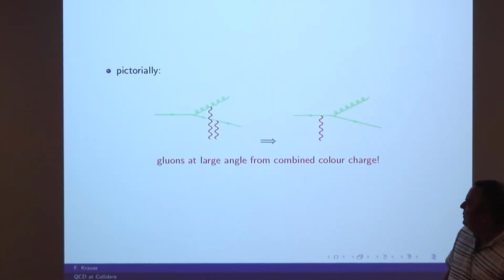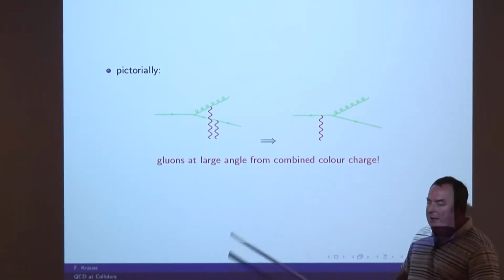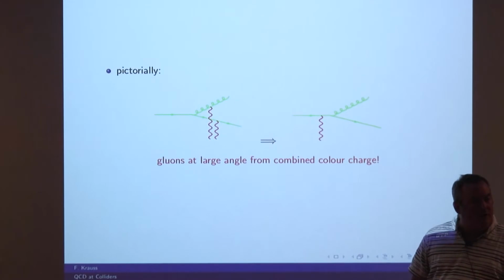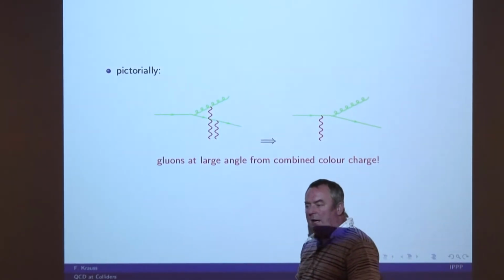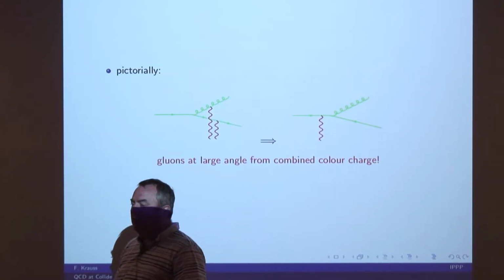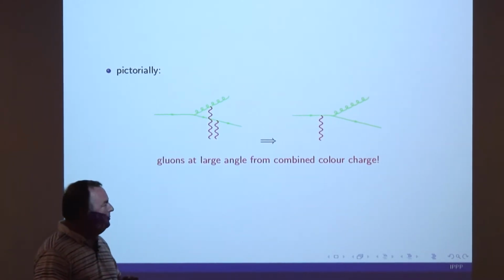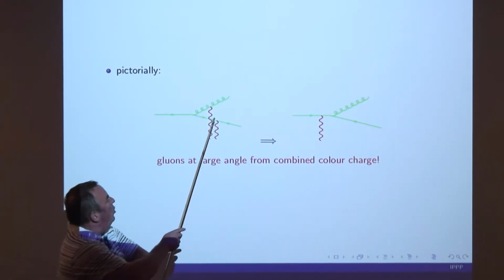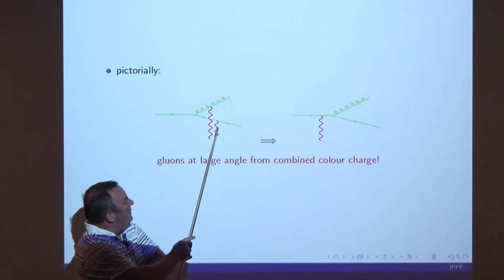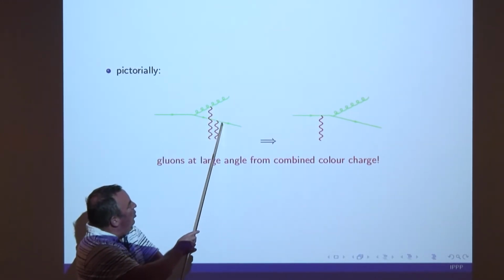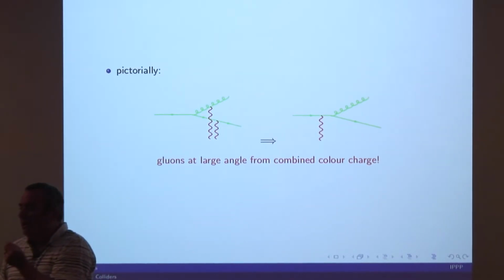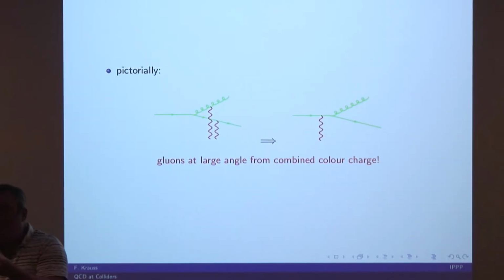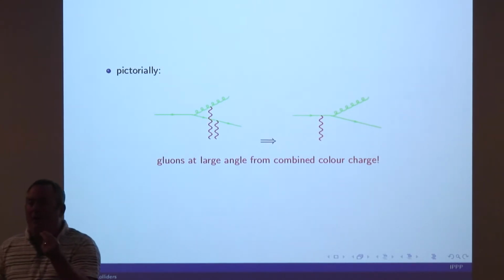So is this relevant? Pictorially speaking, now let us go to the case of QCD. Let us say we have a quark emitting a gluon, and we ask these guys to emit another gluon. What it means is the following. If the opening angle of the soft gluon in red is larger than the opening angle of the quark and the gluon, it doesn't see the quark and the gluon individually, it only sees the combined color charge.